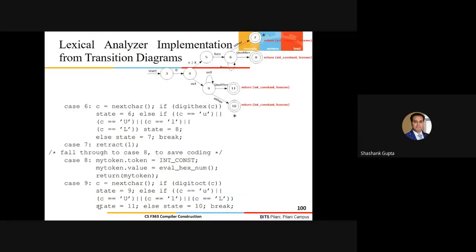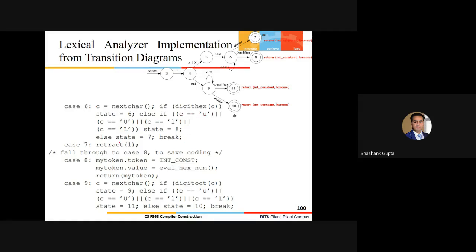And for state 6, I'll read the next character. If it is again a hexadecimal digit, then I'll remain at the same state. Or if it is any of these qualifiers, either lowercase or uppercase unsigned or long, in both formats, then I'll move to the final state, that is 8 here. Else, I'll move to state 7 because I am not consuming any symbol which completely matches any of these qualifiers here. And I'll simply come out here.